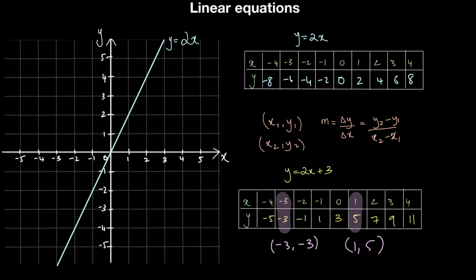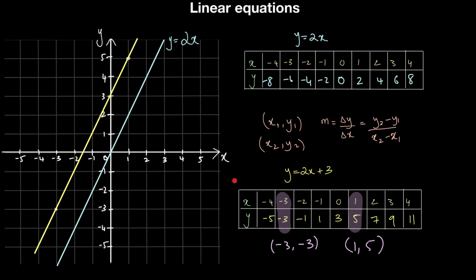So if I plot these 2 points, minus 3 comma minus 3 is when x is minus 3, y is minus 3, and when x is 1, y is equal to 5. And if I plot a line through these 2 points, this is what that line looks like in yellow.